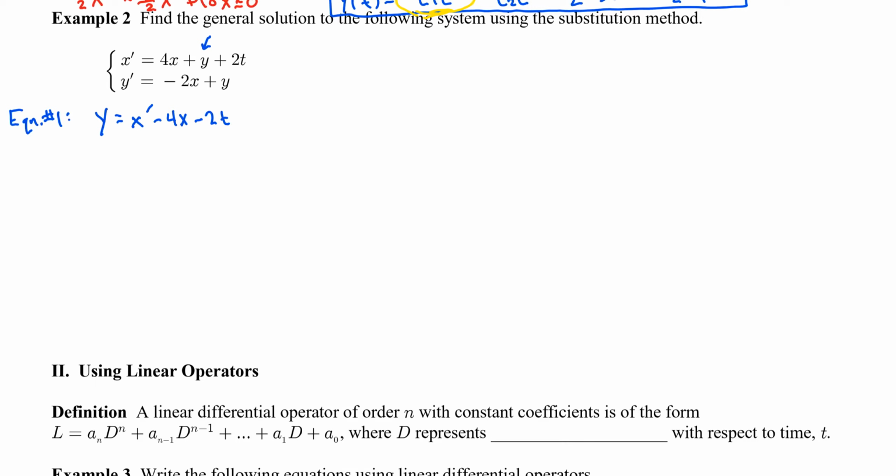We're going to need to substitute this information into equation number 2. In equation number 2, I've got a y over here, but I also have a y prime over here. So I'm going to need to find the first derivative before we start substituting. So differentiating each term with respect to t, we get y prime equals x double prime minus 4x prime minus 2. Remember, we are differentiating with respect to t.